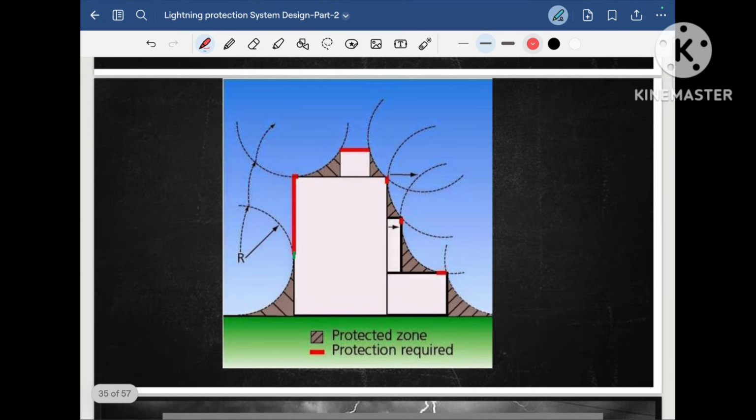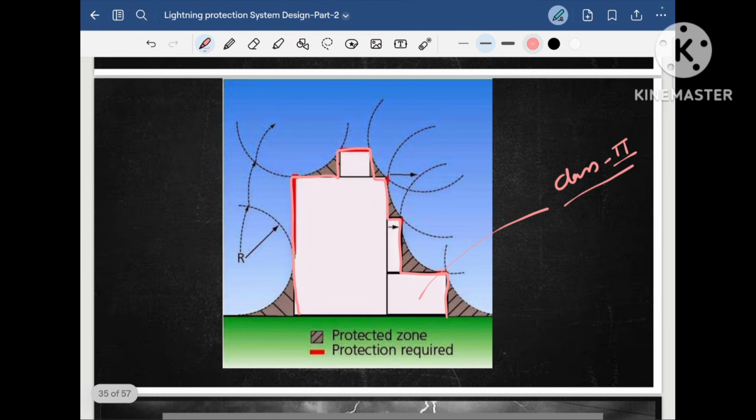Let us consider that this is our project for which I have to design the lightning protection system using the rolling sphere method. So what is the outer edge of this project? I will highlight it here. This is the outer edge of our project, which I'm highlighting in pink color. I consider for this project a class 2 lightning protection system.